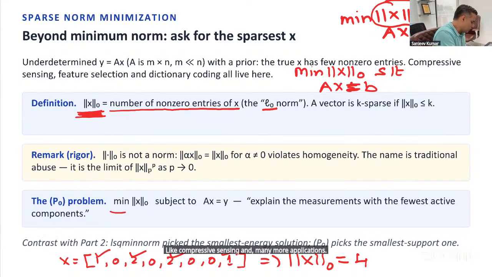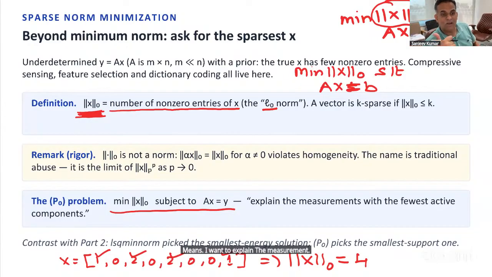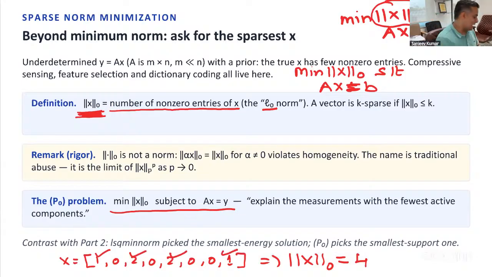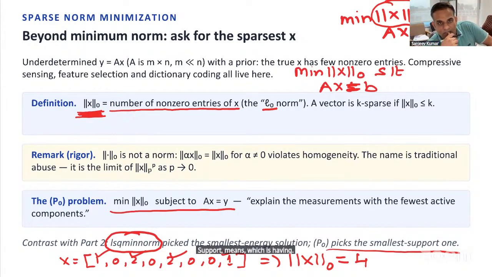So how to solve this problem? I want to explain the measurement with the fewest active components. If I use lsqminnorm from MATLAB, as I showed you earlier, it picked the smallest energy solution. What I need is the smallest support, which has the minimum number of non-zero entries. Basically, it is an NP-hard problem.